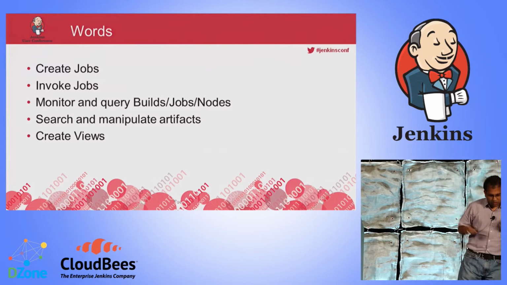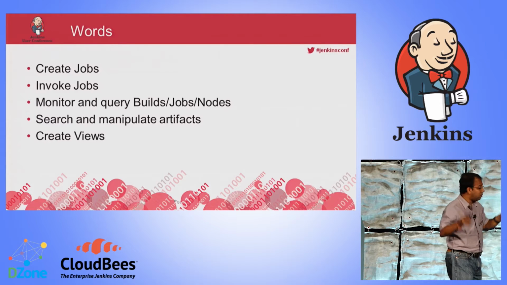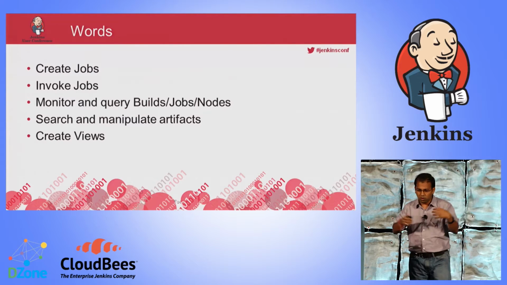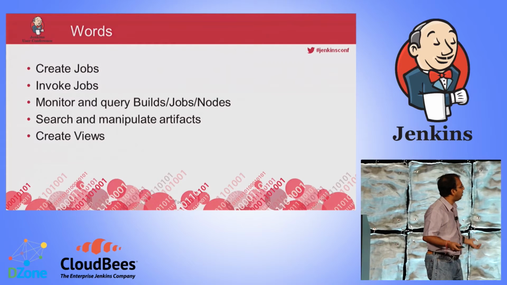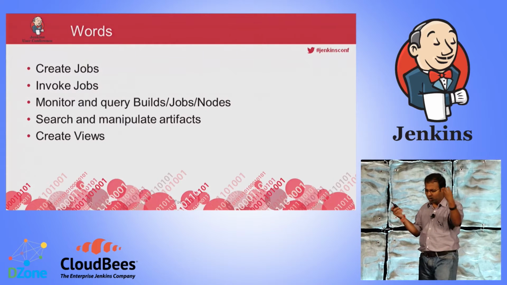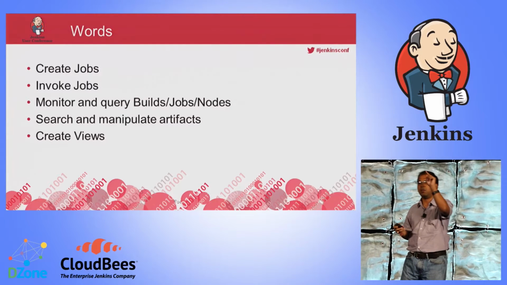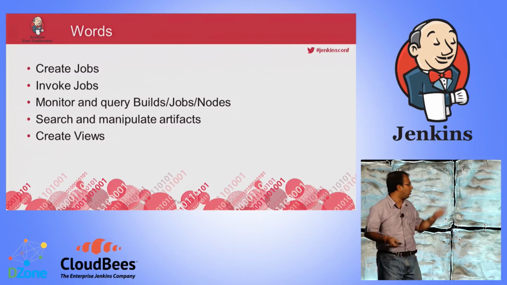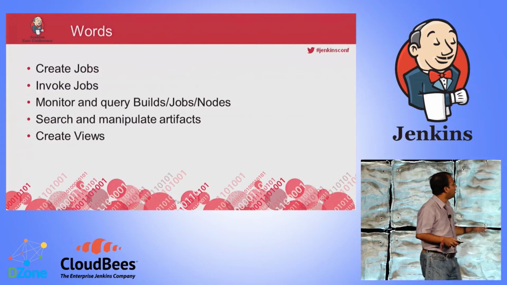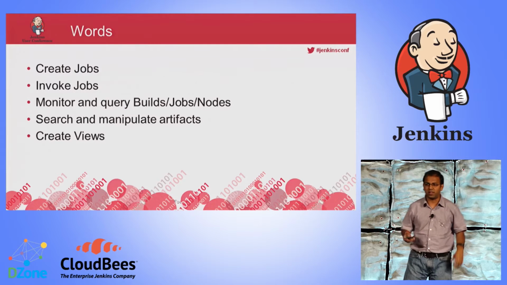So, with this API, we will see, I define them as the words. This is an analogous term that I am trying to make so that I can explain it to you. We have various small constructs to create jobs. You can always go New Item, Freestyle, put in a name, and then configure the job. But you can create it using the API as well. You can invoke jobs, which is equivalent to doing a poll job or a build job or things like that.